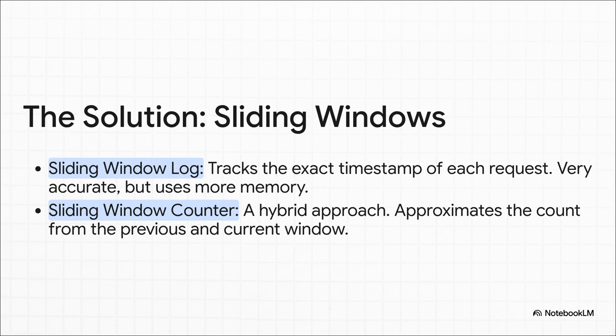Instead of these rigid fixed blocks of time, the window of what we're counting is constantly moving forward with every tick of the clock. Now, there are a couple main flavors of this. There's the sliding window log, which is incredibly accurate because it tracks the exact timestamp of every single request, but it uses a lot of memory. Then there's the sliding window counter, which is a clever hybrid that gives you a really good balance of accuracy and performance without all the overhead.